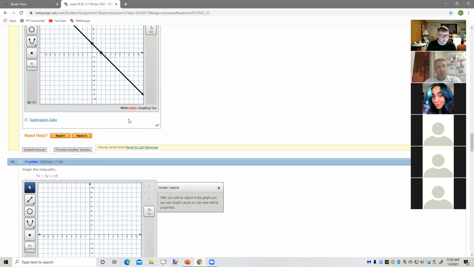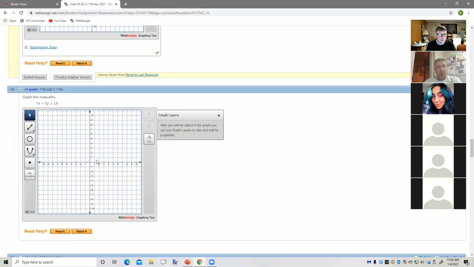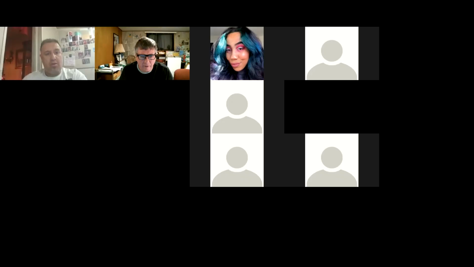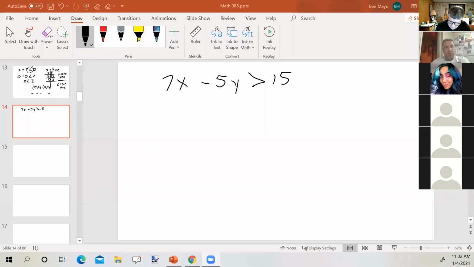Let's take a look. I'll tell you what, let's do this one right here: 7x minus 5y is greater than 15. I'm going to stop sharing that and go back here. Shall we use slope-intercept form or the two-point method? Somebody tell me. No one wants to speak? Slope-intercept form? Okay, so I'm going to solve this for y.